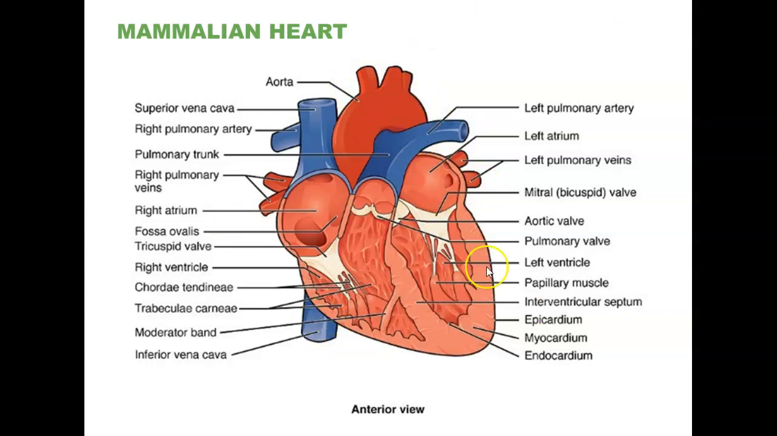Know the 4 chambers, where each chamber directs blood to in turn. So the right atrium directs blood to the right ventricle. The right ventricle directs blood to the lungs via the pulmonary circuit, and so on and so forth. And know the 4 valves. That's it.